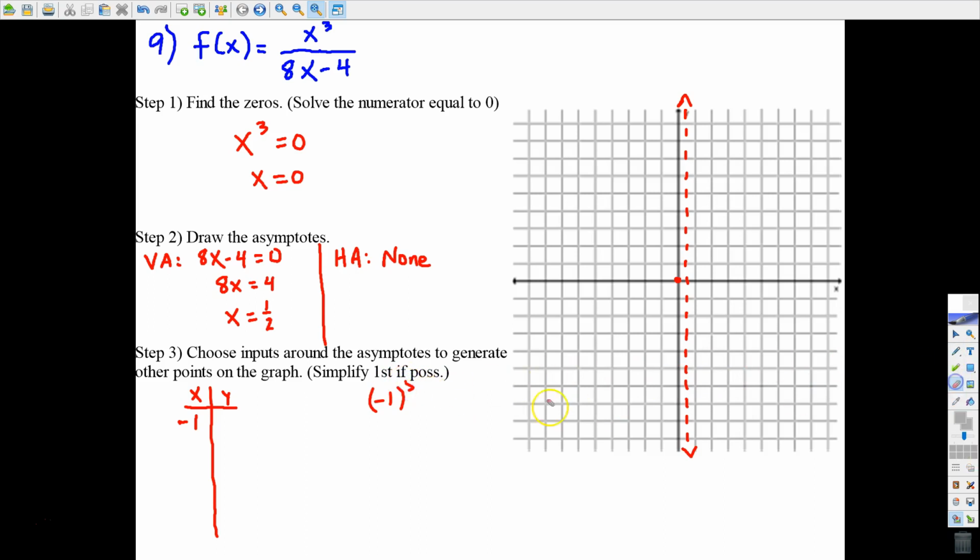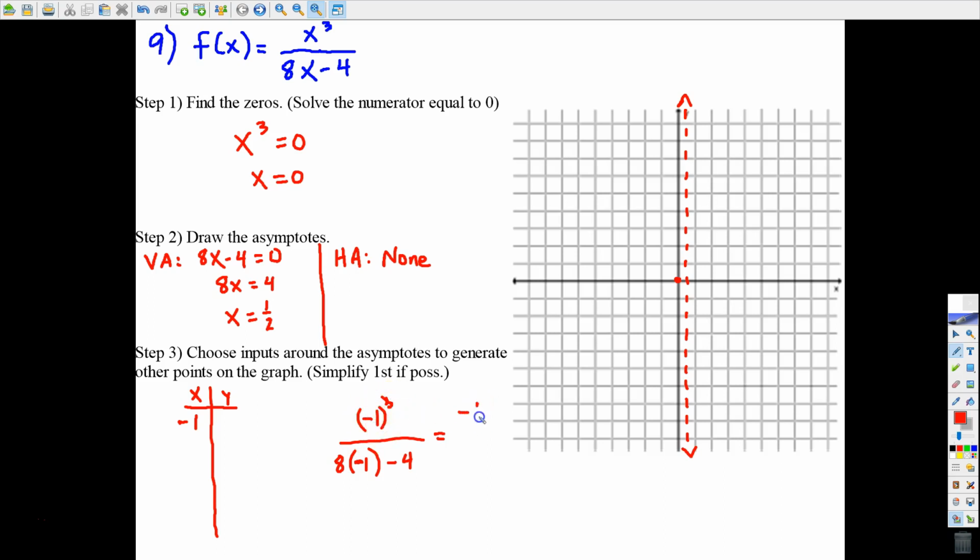-1, I guess I can't write on that box. -1 cubed. Alright, and then down here it's 8 times -1 minus 4. Okay, so hopefully you don't need your calculator for this, but a lot of people are a little bit calculator dependent, and I understand that, but it's faster if you could just do some mental math.